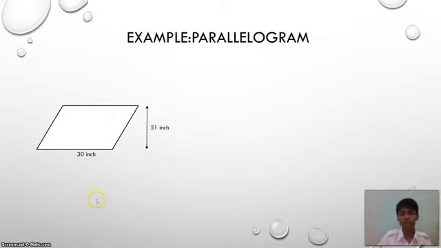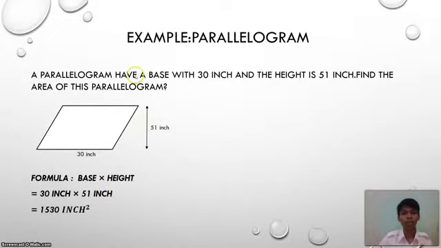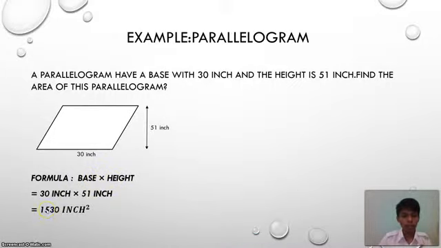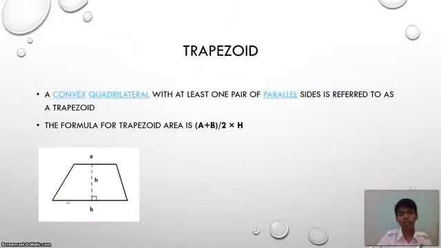For example, a parallelogram has a base of 30 inch and the height is 51 inch. Find the area of the parallelogram. The base is 30 inch and the height is 51 inch. So we just use the formula base multiplied by height, and we get 1530 inch. Next, I will explain about trapezoid.